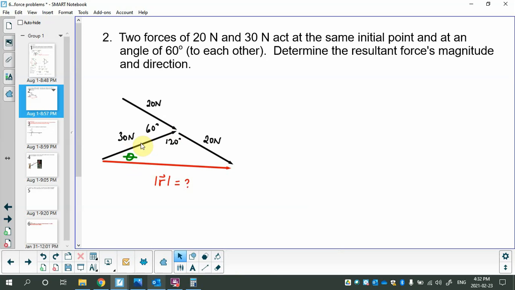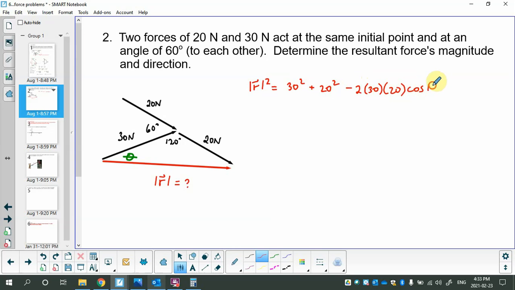If you need to, recreate the triangle so you can see clearly that we're only going to use the 30 newtons, the 20 newtons, and the 120, and I'm going to figure this out. This is the excited bobblehead doll. So this is the cosine law this time. And I'm going to do it in red just because I'm about to try to find the resultant. So it's the resultant squared equals 30 squared plus 20 squared minus 2 times 30 times 20 times the alternate angle, which is 120 degrees.